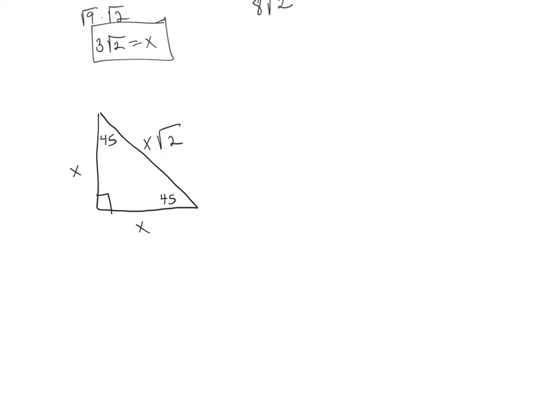Okay, so what this tells me is that in any 45, 45 degree triangle, the legs of the triangle will have the same length. That's how we get the 45 degree angles. And the length of the hypotenuse will always be the length of the leg times the square root of 2. Okay, and this works for every 45, 45, 90 triangle.